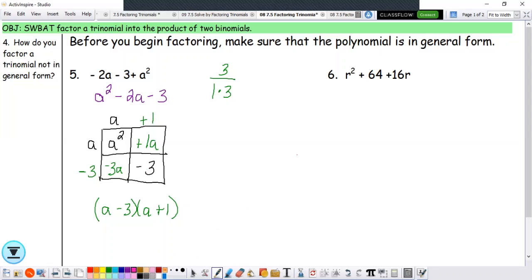If we look at the second one, r squared is going to be the first term, but then the next two terms are written out of order. So we want to rewrite this as r squared plus 16r plus 64. And then we can factor this.